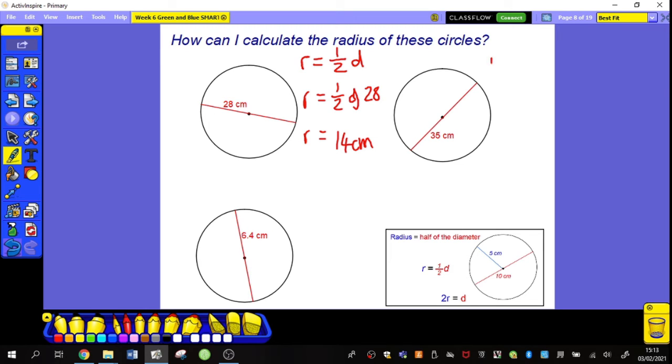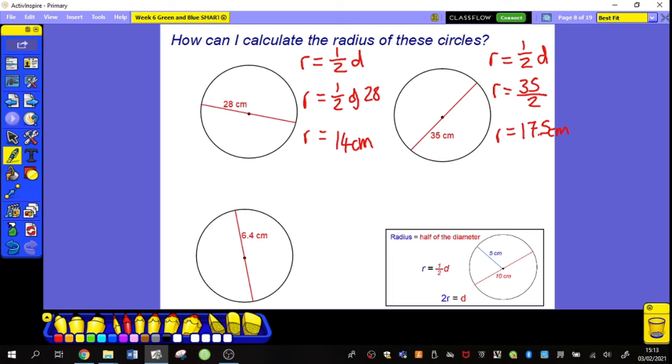Right, let's do that again, starting with my formula. Radius equals half the diameter. So my radius must equal 35, I'm going to write it slightly differently, divided by 2, same thing. So my radius must equal 17.5 centimetres. Oh, let me make my point really clear there.